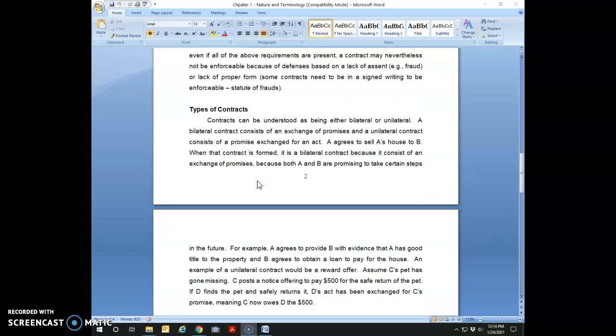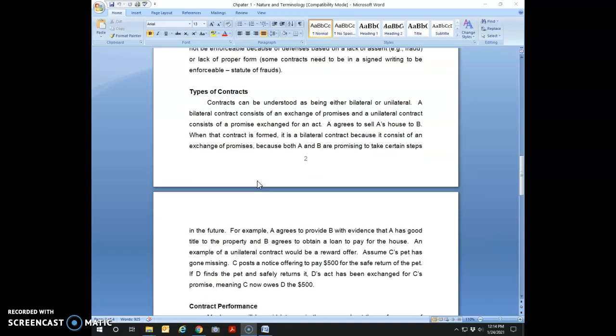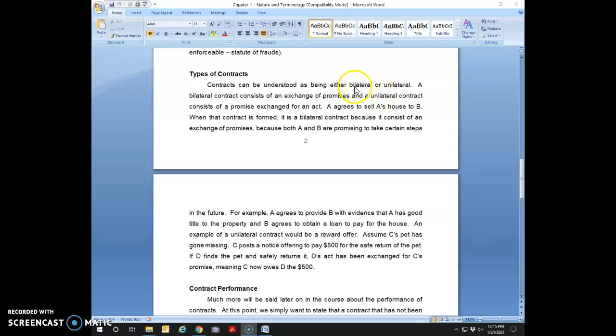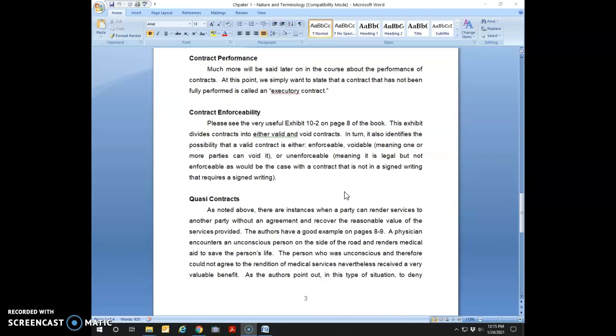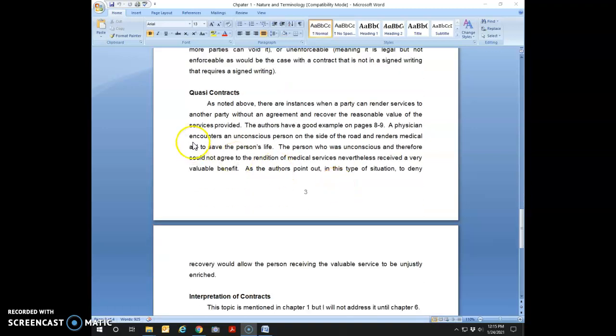I'm going to jump over types of contracts right now, and I want you to read it. It's just a basic definition of bilateral or unilateral contract. I think you can kind of put that together yourself. Where I want to spend a little bit of time is quasi-contracts. And the question becomes here, what happens if there's no agreement? In other words, we can run into situations where one person provides something of tangible value to another person, and it occurs without an agreement.